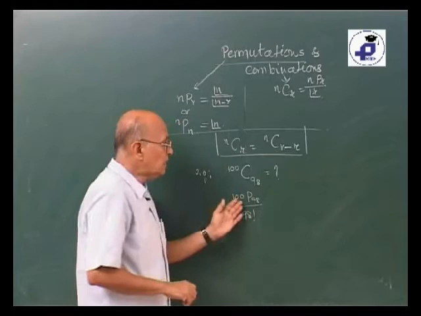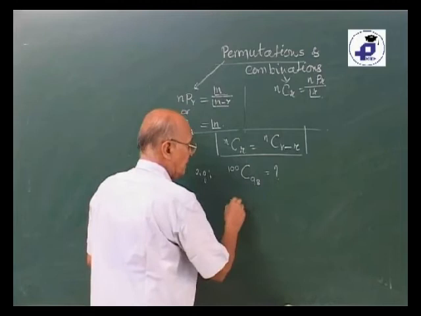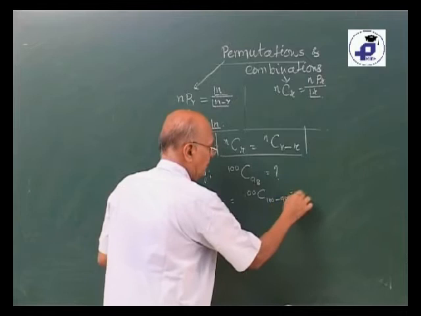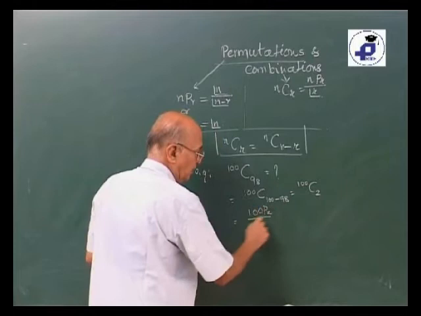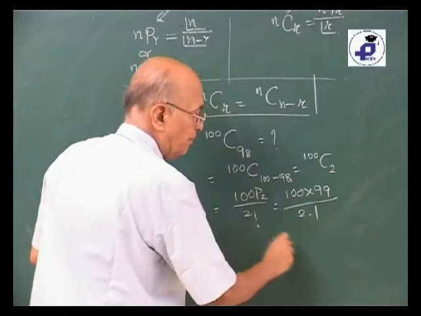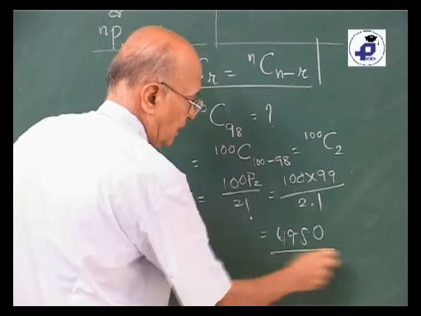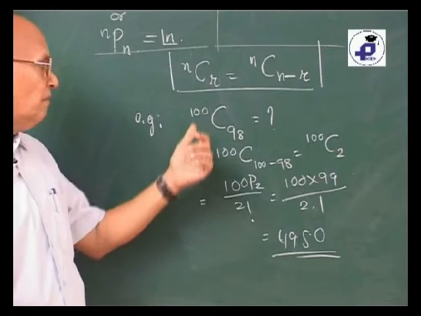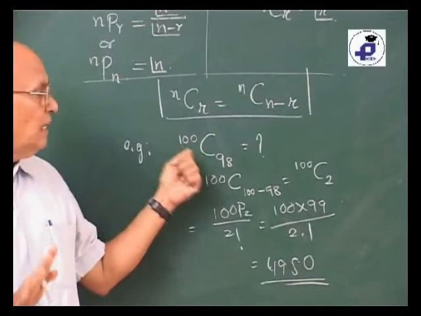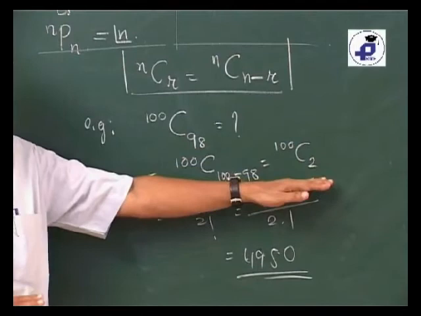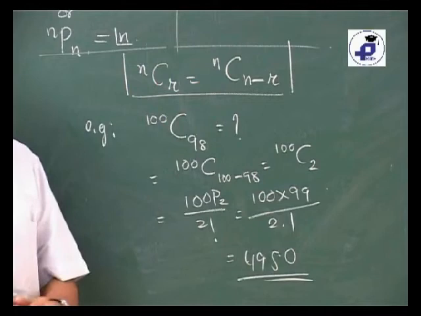Instead we will write like this. This is the same as 100C(100 minus 98), which means 100C2, which means 100P2 by 2 factorial. How simple it is: 100 into 99 by 2 into 1, that is 50 into 99, 4950. It is easy. Whenever n is a large number and r is very near to n, you have to adopt this method, that is this formula, nCr is equal to nC(n minus r).